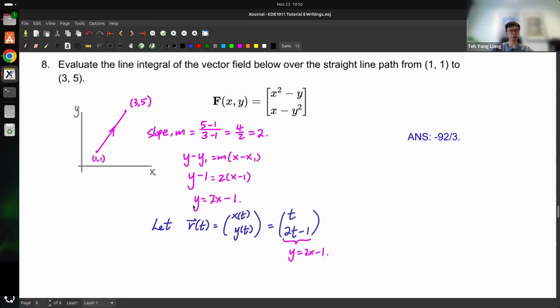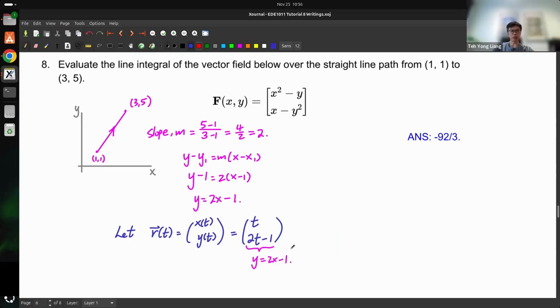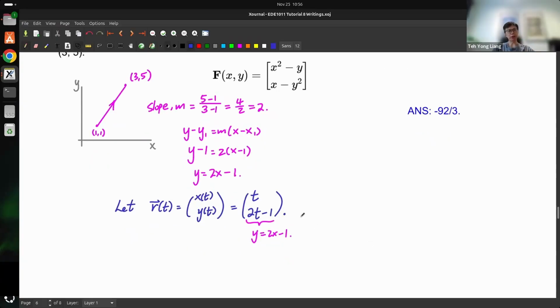That means the path is described in terms of parameter t. Once you have that, after that you calculate r prime, so r prime of t will be just 1, 2. Because you differentiate with respect to t, you get 1. Differentiate 2t minus 1 with respect to t, you get 2. And 1, 2 is legit, right?